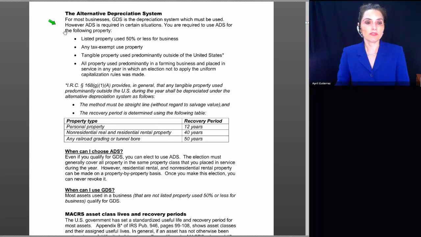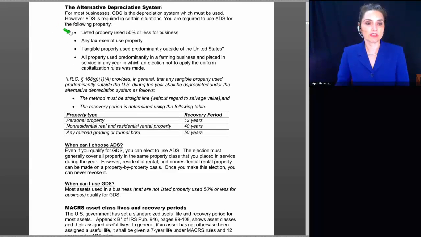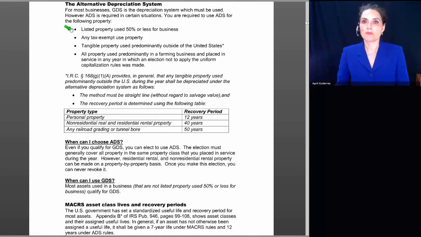You are required to use ADS for the following types of property. Listed property used 50% or less for business, any tax-exempt use property, tangible property used predominantly outside of the United States. So for example, if you have a business operating in a foreign country or you own rental property in a foreign country, then you would have assets that are depreciable, but they're located outside of the United States. And if they're located outside of the United States, you cannot use GDS, you must use ADS.